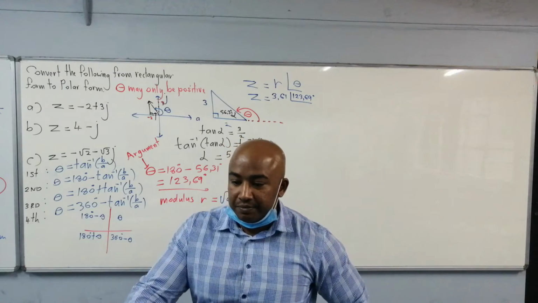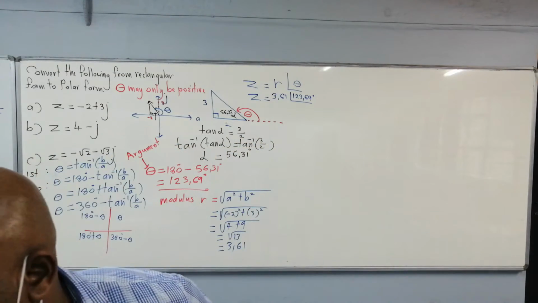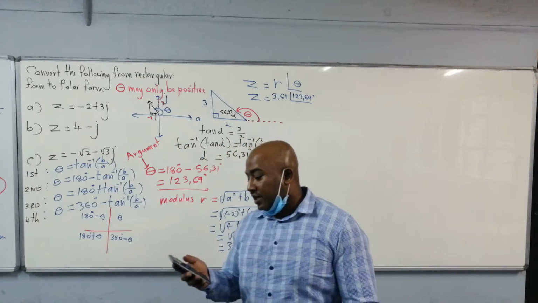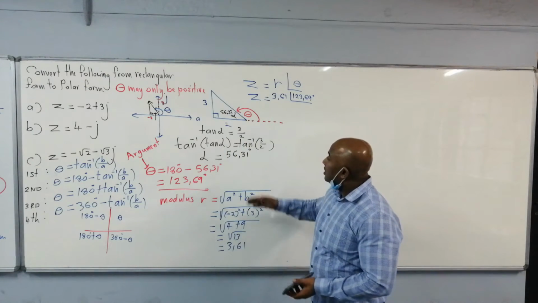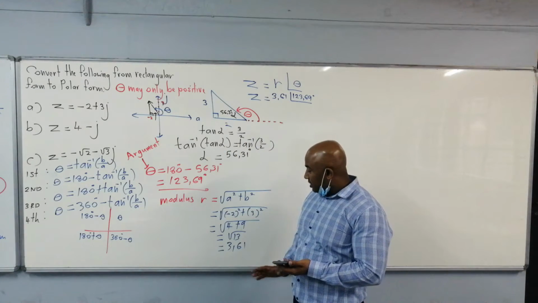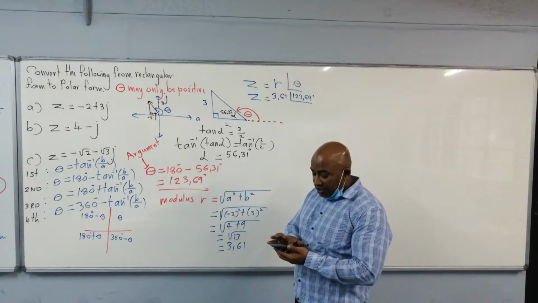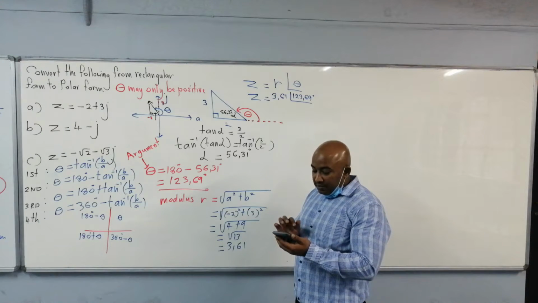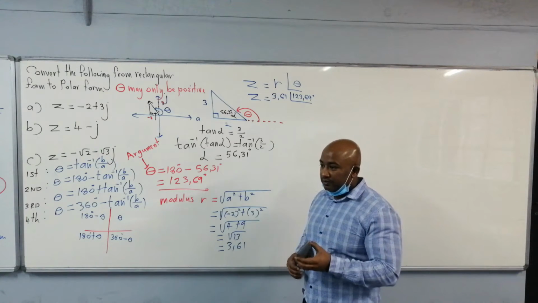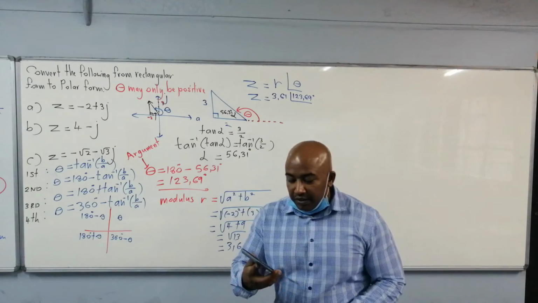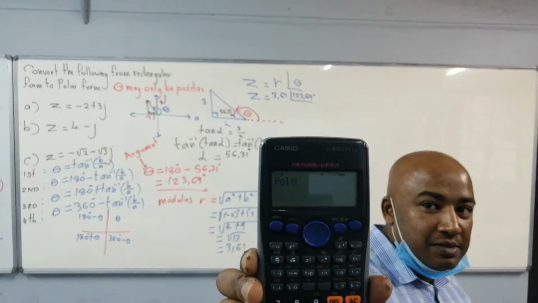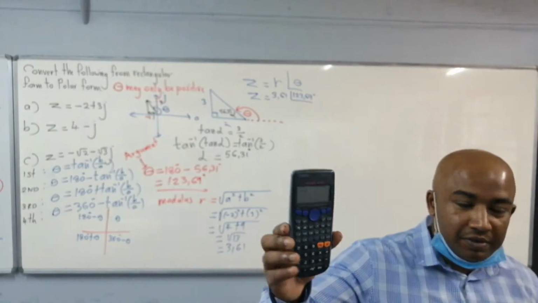Give me the calculator. So remember, you need to verify this on the calculator. Check if your answer is correct. So you know what to do. You're going to go shift plus button to get polar. Right, so it's a shift plus button to get your polar form.